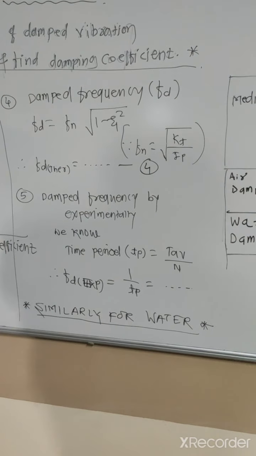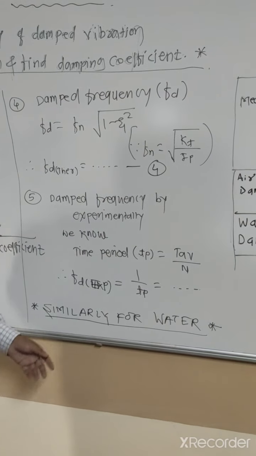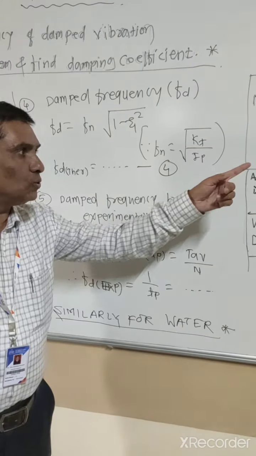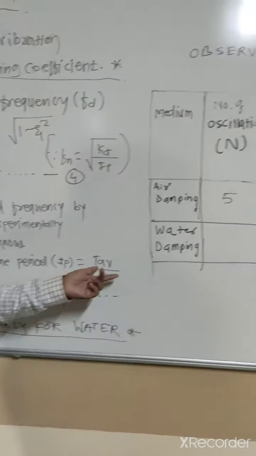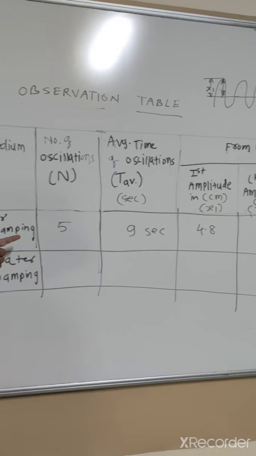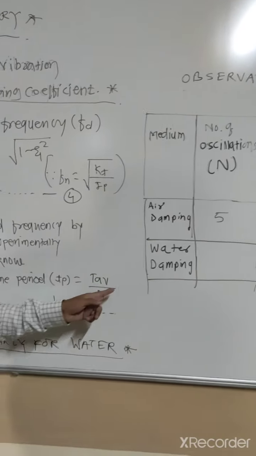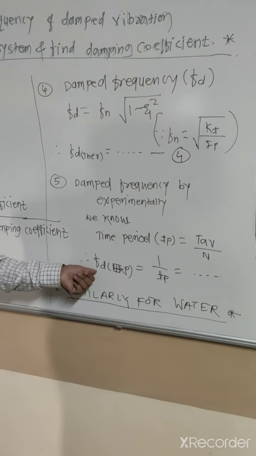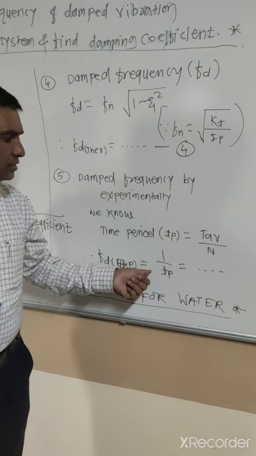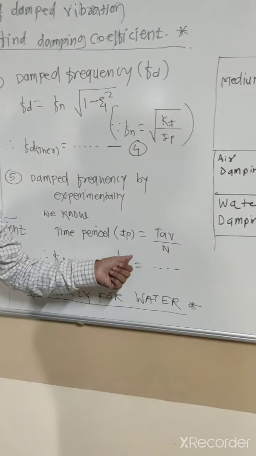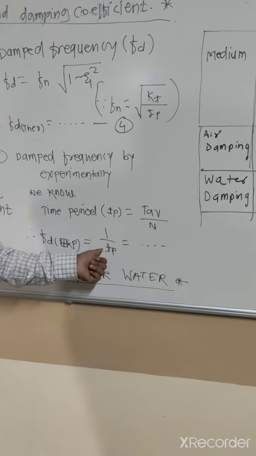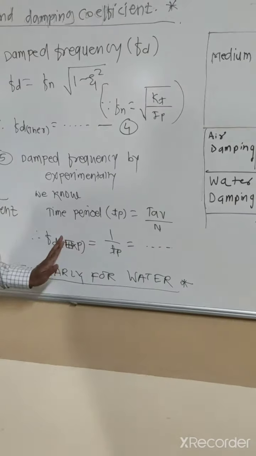How is it to be determined? From the observation table we know the average time, suppose 9 seconds, and the total number of oscillations is 5. You can substitute these values, 9 upon 5, to get the time period. And we know the frequency is the reciprocal of the time period. Therefore, if you substitute this value in this equation, you will get the damped frequency. So this is the experimental value.